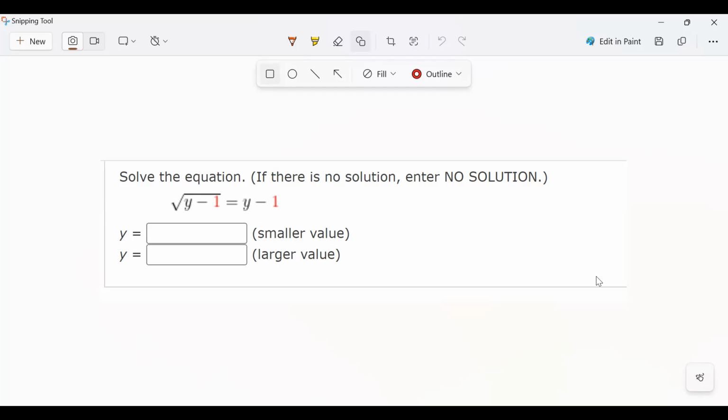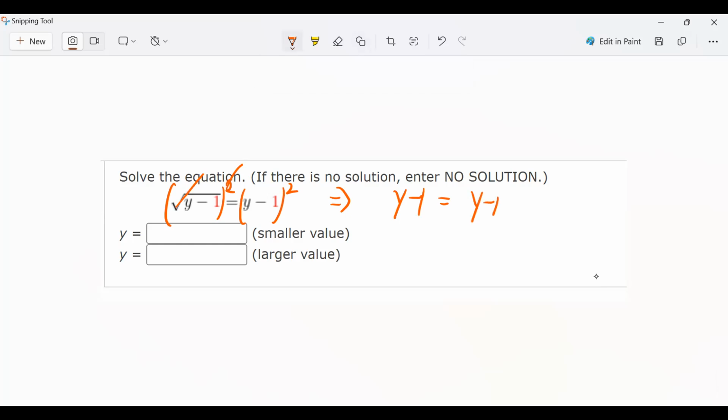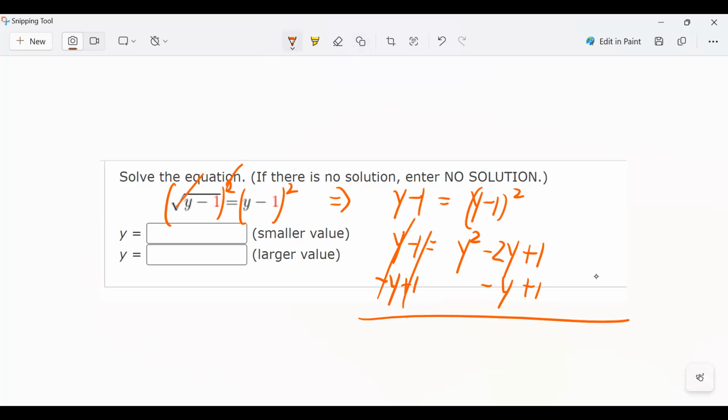All right, let's go over the solutions. Step one, square both sides of the equation. The square root gets cancelled; the square root offsets the square. We get 1 minus 1 on the left, and (y minus 1) squared on the right. We expand the perfect square to be y squared minus 2y plus 1. Then add y and add 1 on both sides of the equation, and we end up with y squared minus 3y plus 2.